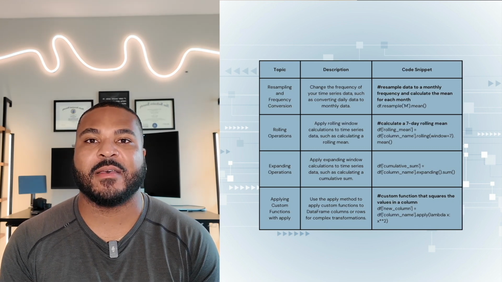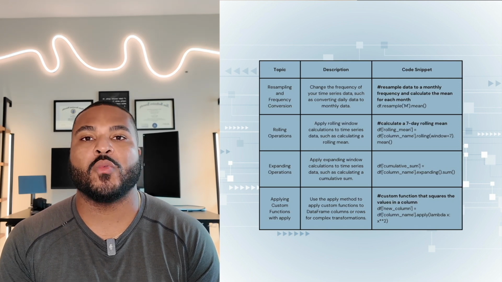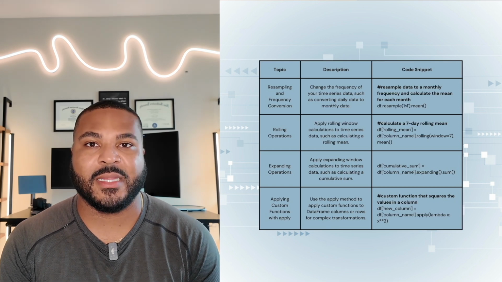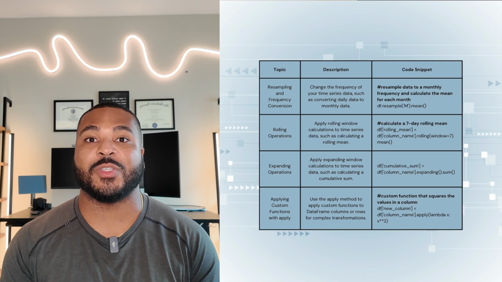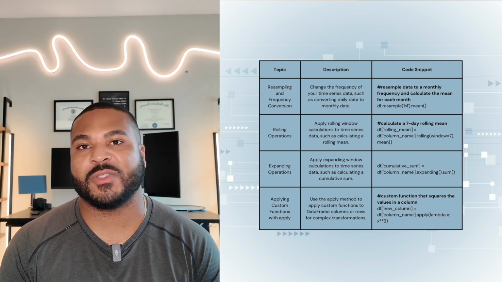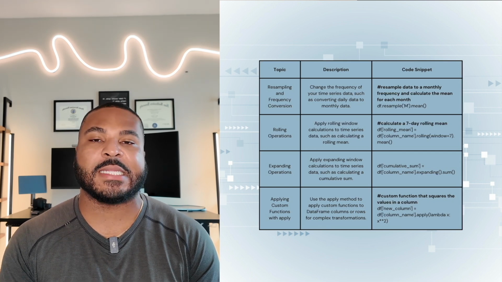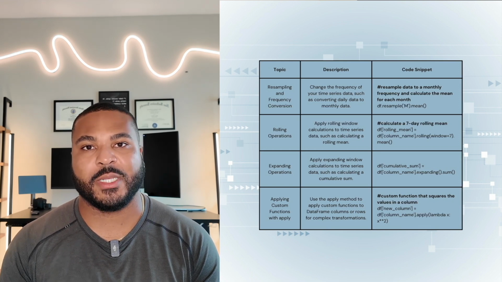Resampling is the process of changing the frequency of your time series data. This is useful when you want to aggregate data into different time periods, such as converting daily data to monthly data. The resample method in Pandas allows you to perform this operation easily. So in the resampling example, the data is resampled to a monthly frequency, and the mean value for each month is calculated.